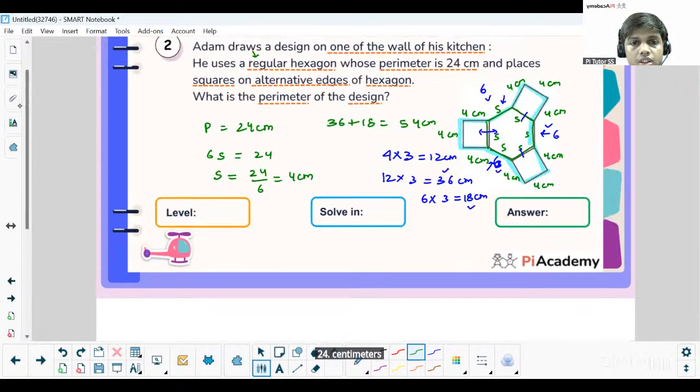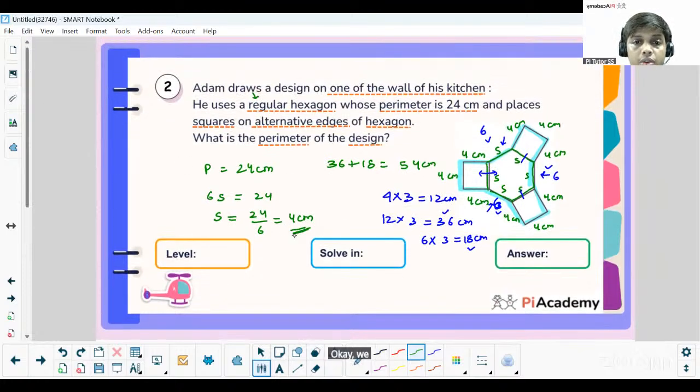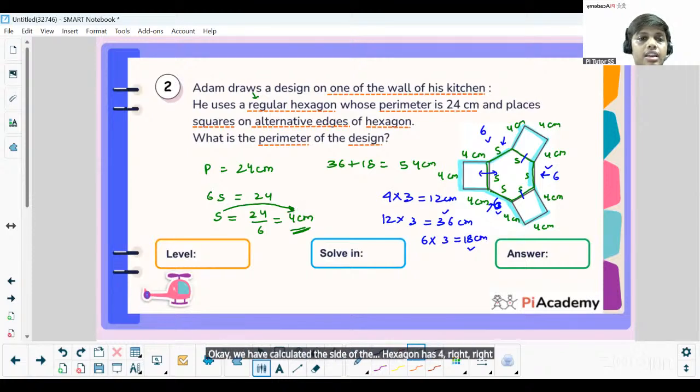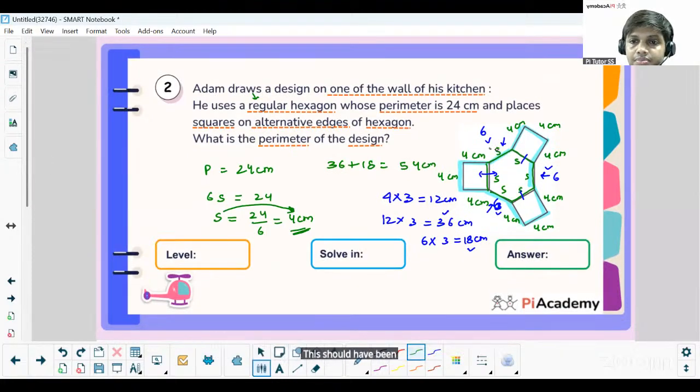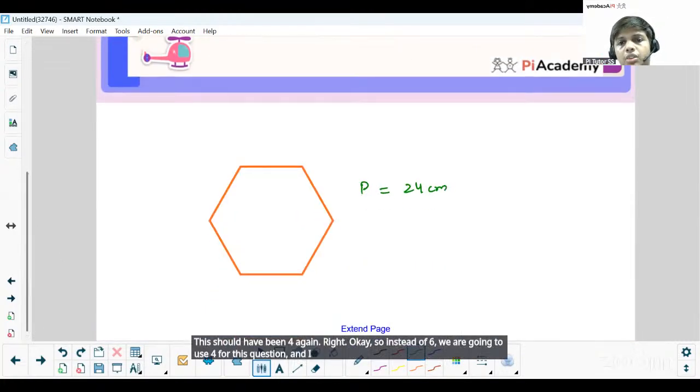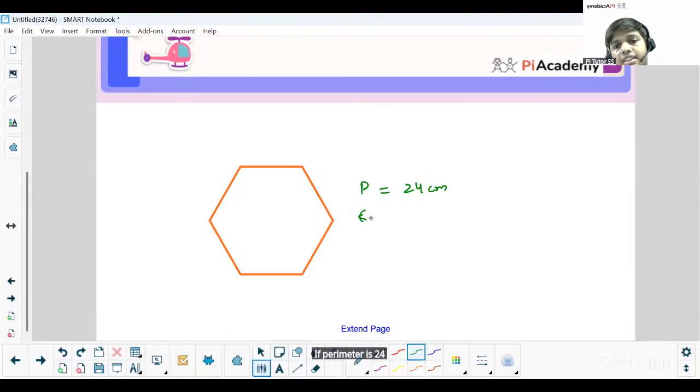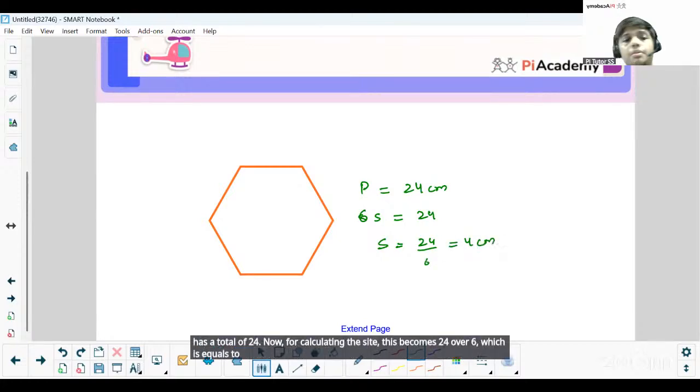centimeters. Okay, we have calculated the side of the hexagon as 4. This should have been 4 again. So instead of 6, we are going to use 4 for this question, and I will explain why exactly it is 4. If the perimeter is 24 centimeters, we have 6 sides, which make a total of 24. Now for calculating the side, this becomes 24 over 6, which is equal to 4 centimeters.